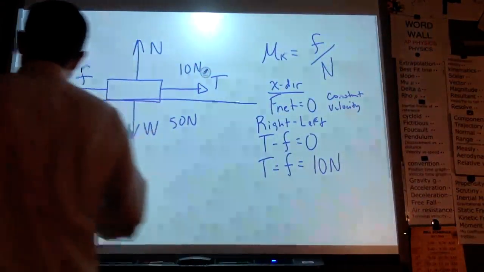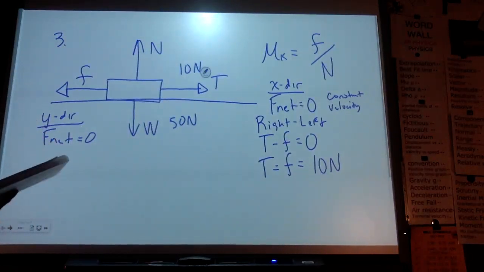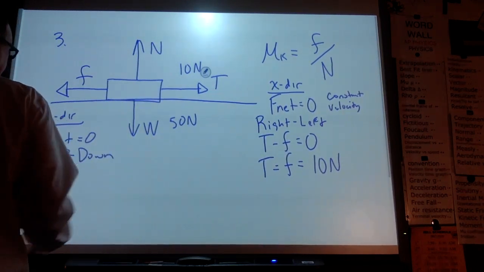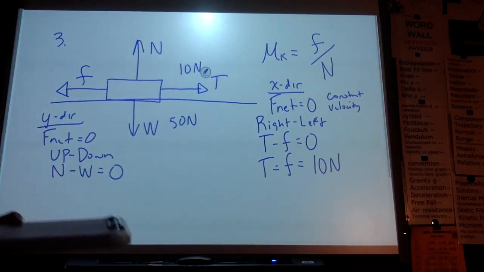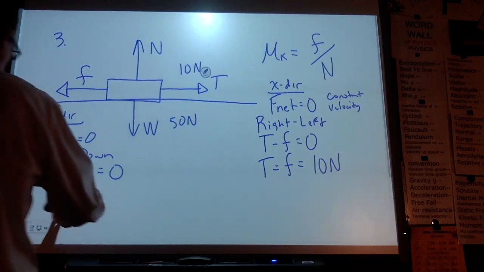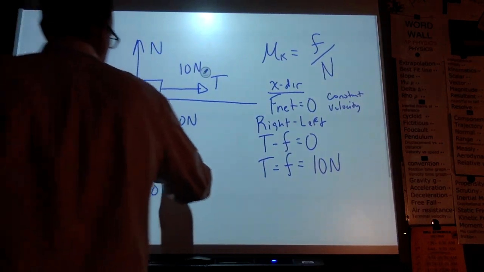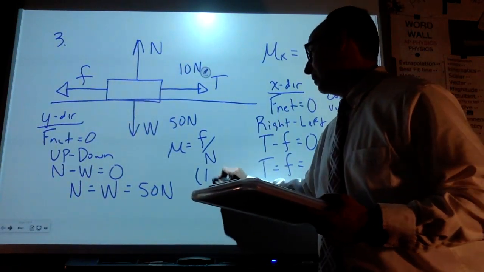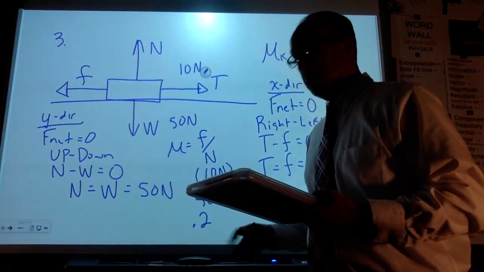In the y direction, I'm also going to have Fnet equals 0. And I'm going to take up minus down. So this is going to be normal minus weight equals 0. It's really easy when there's only 4 arrows and you're balancing them. So my normal is equal to my weight, and this is equal to 50. So my mu, which is F over N, is just going to be 10 divided by 50, which is 0.2.